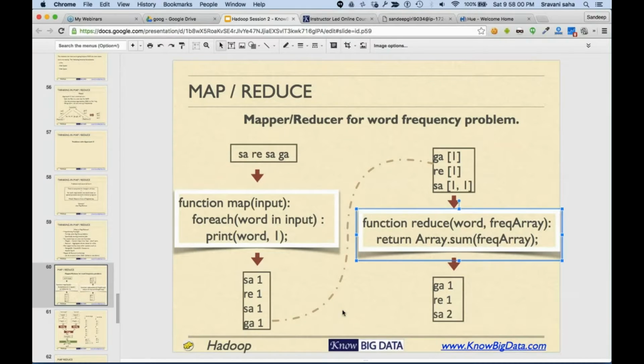Is that clear? So basically the role of mapper is to break down things into key value such that Hadoop can sort and group the data based on the key. And for each key and all the values, the reduce function can be called. Okay, and reduce function decides how to aggregate.